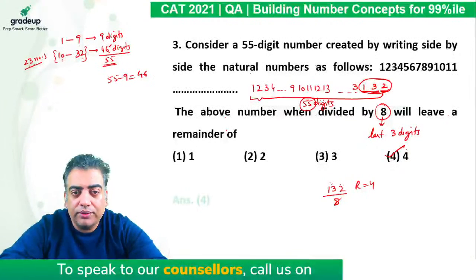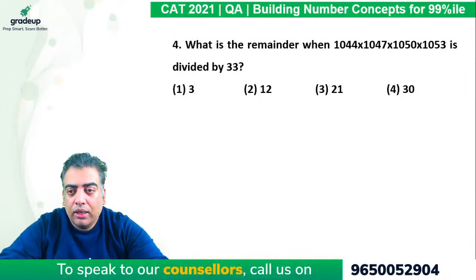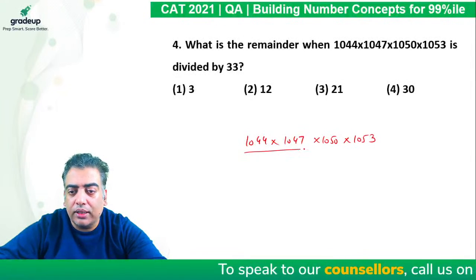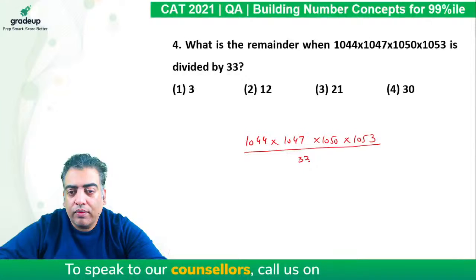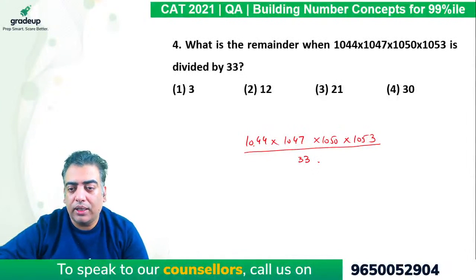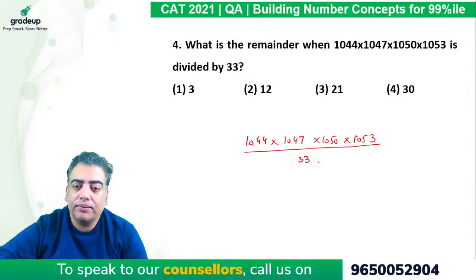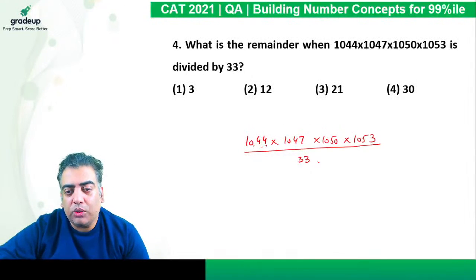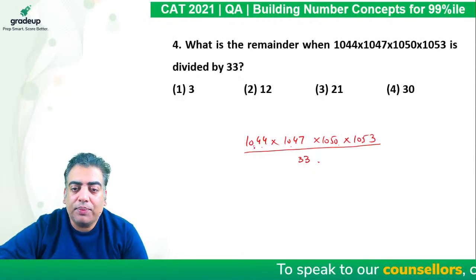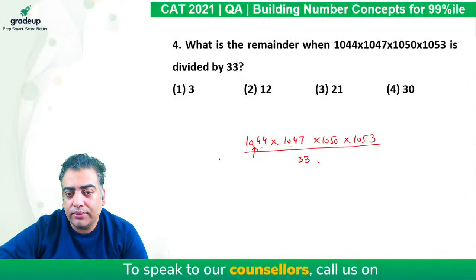Okay, so let's move on. Here it says, what is the remainder when 1044 into 1047 into 1050 into 1053 is divided by 33? Now, we can divide all the four numbers by 33, one by one, to find our remainder. Here the best part is all these numbers are very close and the job can be done very quickly just by finding remainder in one of the case.